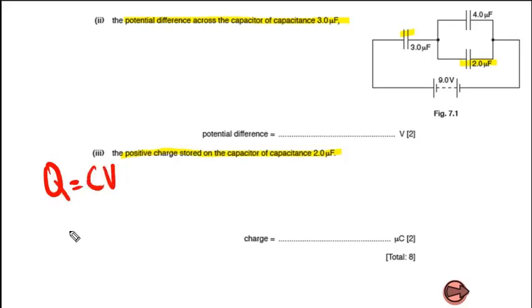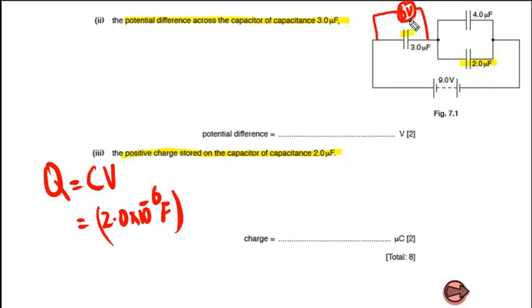We need to find Q, so we need the value of its capacitance that is already given to us, that is 2.0 microfarad, meaning 10 to the minus 6 farad. We just need the potential difference across this capacitor. In the previous part we already calculated the potential difference across the 3 microfarad capacitor, which was 6 volts. Then the potential difference across this one will be 3 volts because the EMF of the battery is 9 volts.